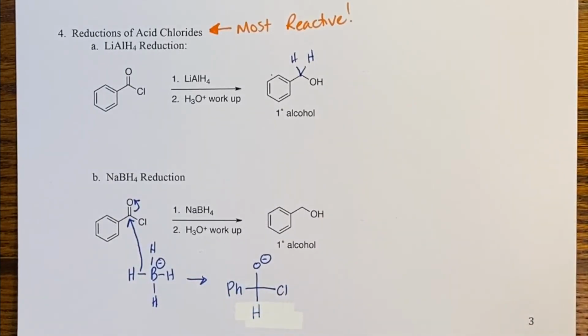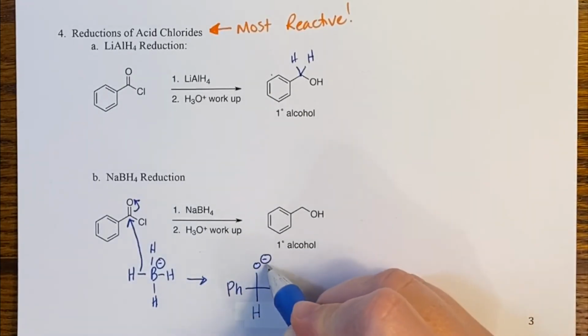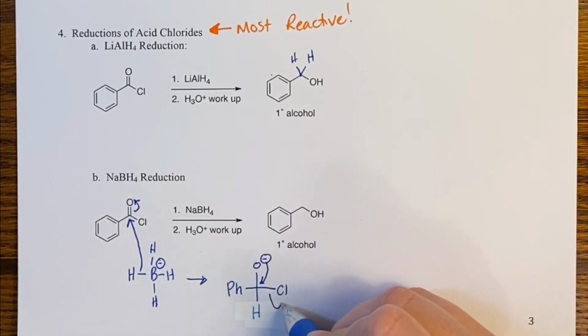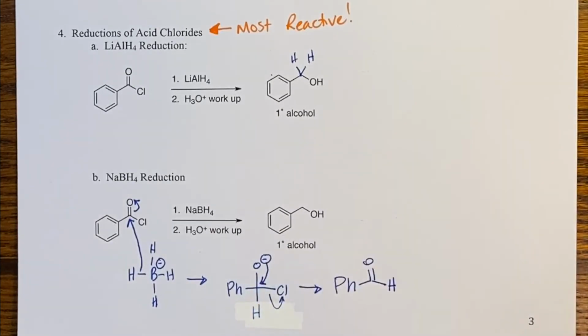We know that this tetrahedral intermediate can collapse and kick out the best leaving group. In this case, my leaving group choices are the chloride, the hydrogen, or the phenyl ring. And remember that the phenyl ring and the hydrogen are never leaving group choices. So my only choice is to lose that chloride ion. When that happens, I get an aldehyde. And just like we saw before, that aldehyde can further react.